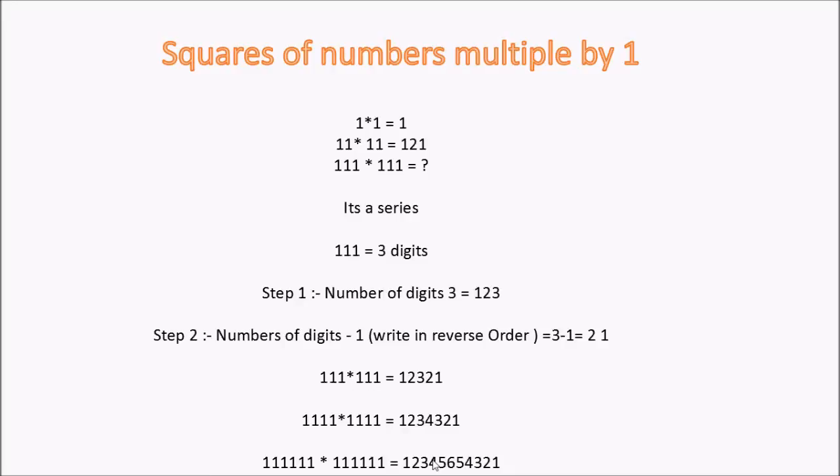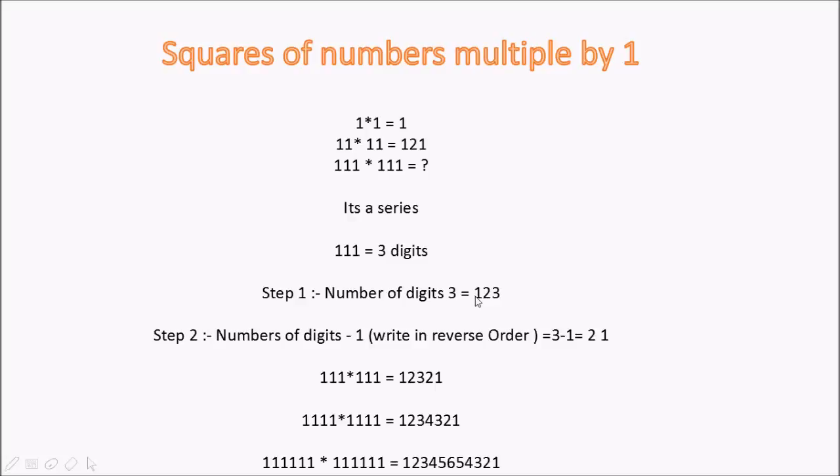The next trick which I am going to show you is squares of numbers made of 1s. Like 1 into 1 equal to 1, 11 into 11 equal to 121. So how about a number like 111 into 111? It's just a series and a simple trick that you need to understand. It depends on the number of ones that you have.